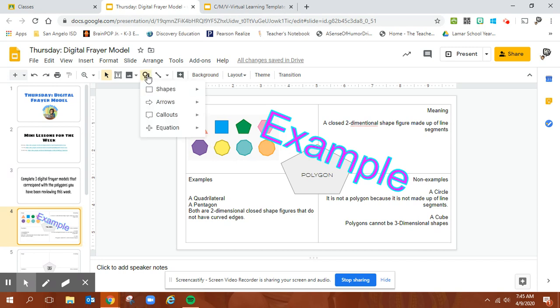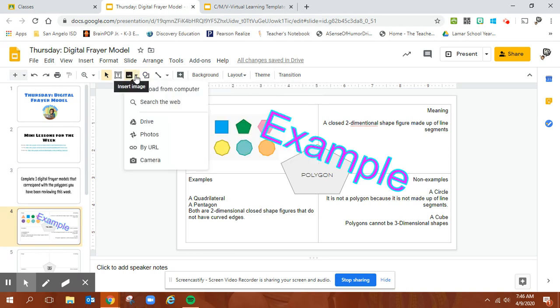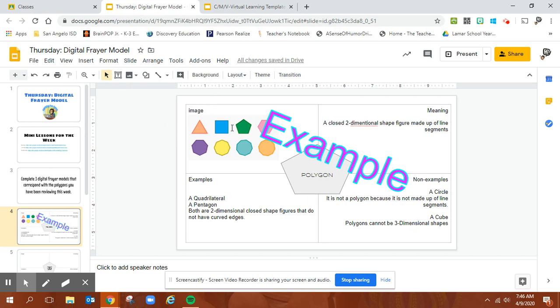Now, if you want, you can use the shape tool here and add those if you're talking about like a triangle. Or if you want, you can go here and search the web and type in whatever shape you're looking for and post it here on the example. If you only want to do two or three images, that's fine, as long as they relate to whatever polygon you're talking about, okay? The meaning slide right here is just the definition.